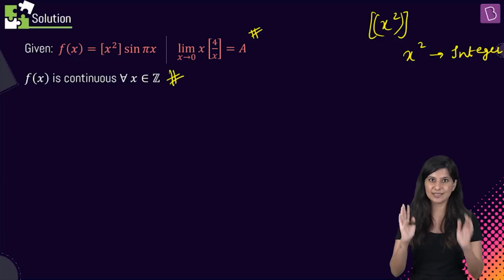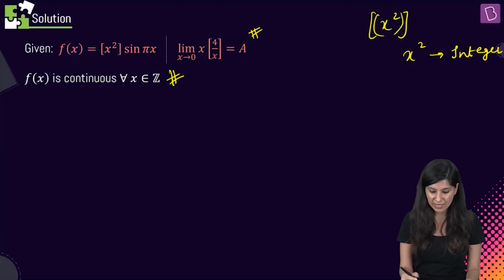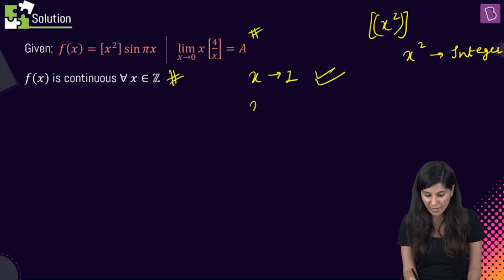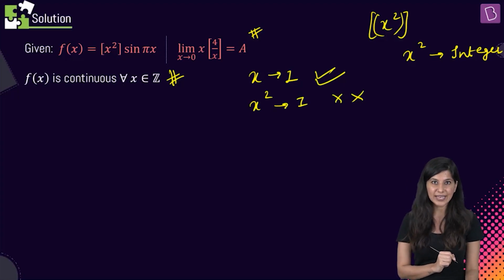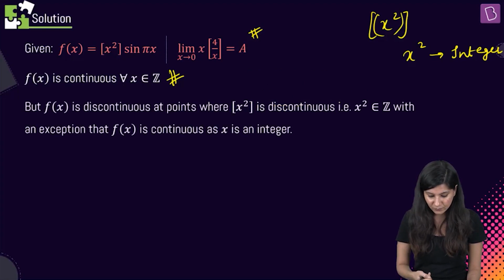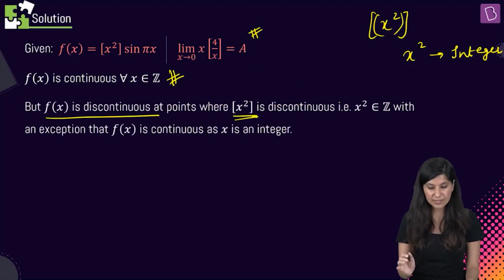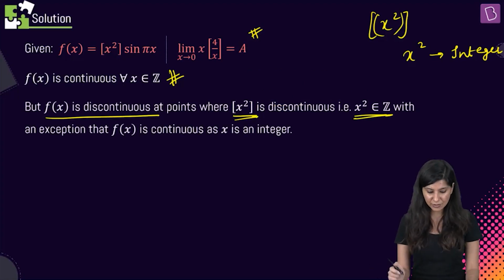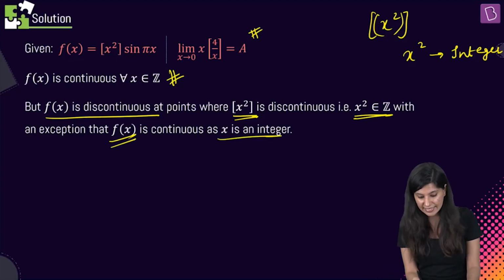Okay, two things. At one time, two things are going on. I'll list one by one. When x is an integer, it is continuous. But when x square is an integer, it is discontinuous, right? What does that mean? Let's understand. So f(x) is discontinuous at points where GIF of x square is discontinuous, that is, x square belongs to an integer, with an exception that f(x) is continuous when x is an integer.